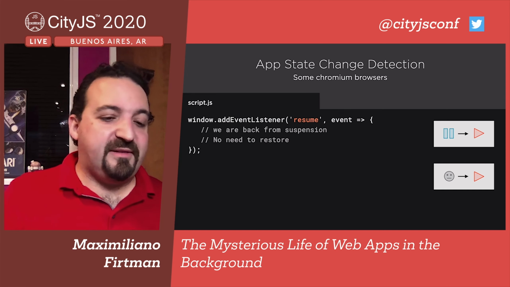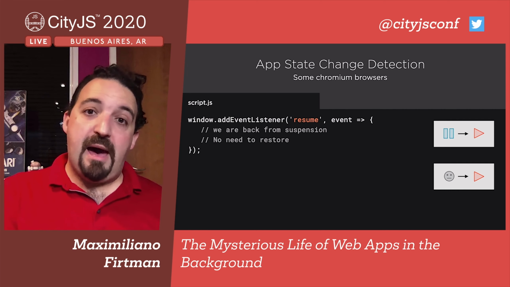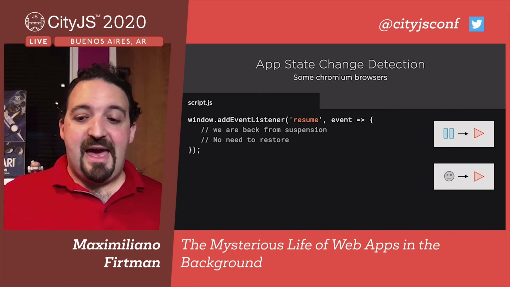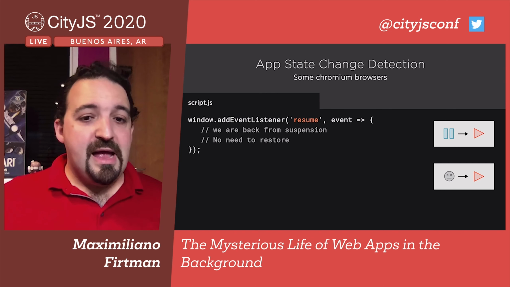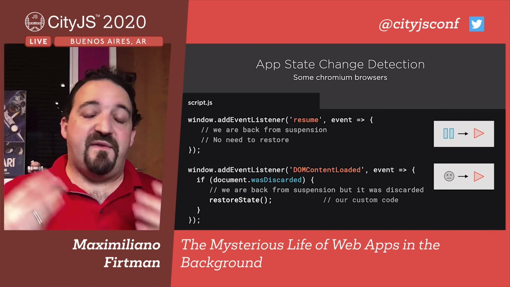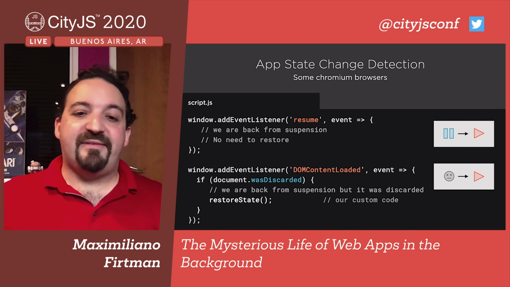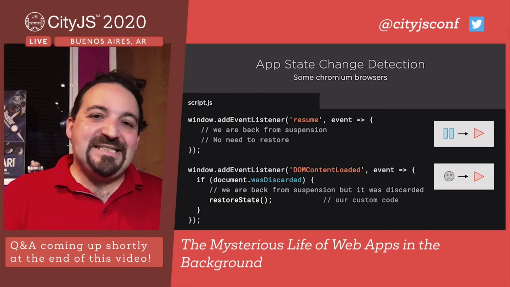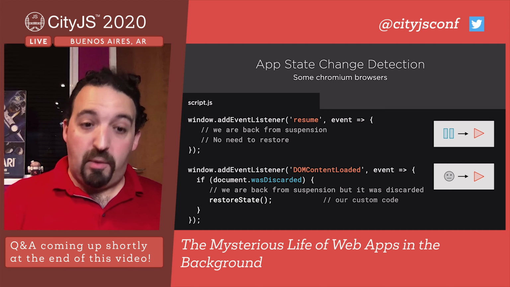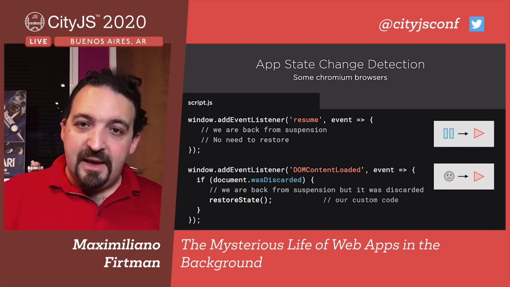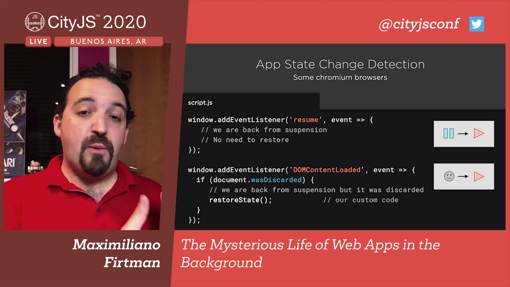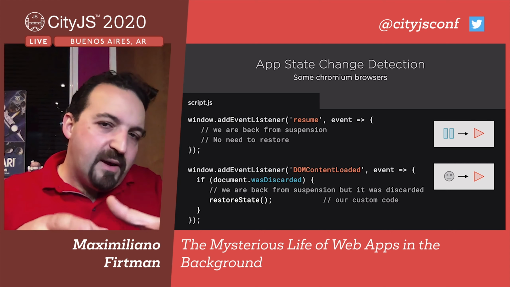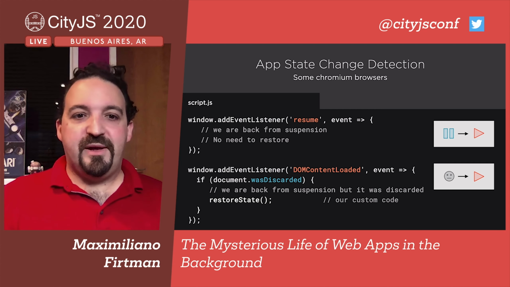Sometimes on some operating systems, it might happen that when you go back to the web app, it's not there in memory anymore. If that's the case, resume won't be executed. The web app will start from scratch. But what you can do is listen for DOMContentLoaded, so when the page starts, and check the document wasDiscarded Boolean property. If that property is true, it means that the user is going back to a web app that was discarded from memory. So that's the moment where you should actually restore the saved state.